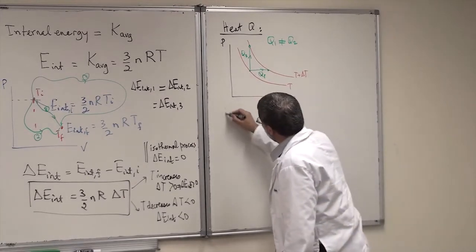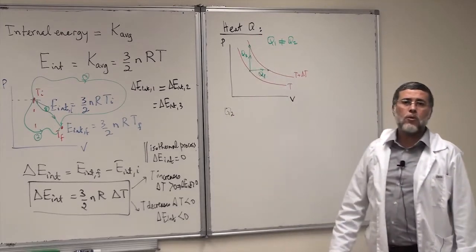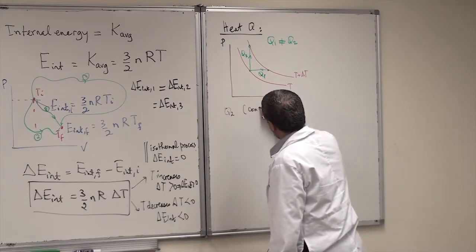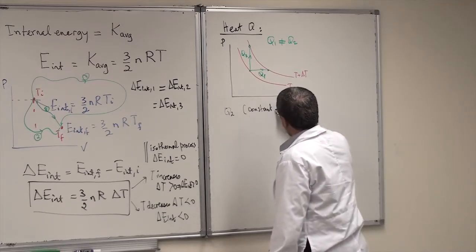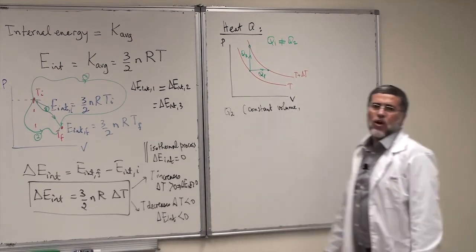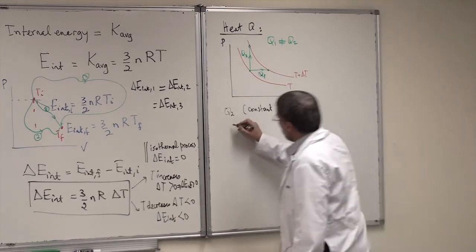Okay. Let's calculate Q2. First of all, the volume is constant here. It's a constant volume process. You remember that a constant volume process has a name. We call it isochoric or isovolumetric process. Okay, and I want to find Q2.